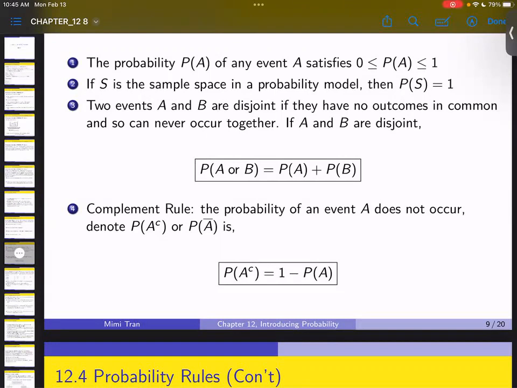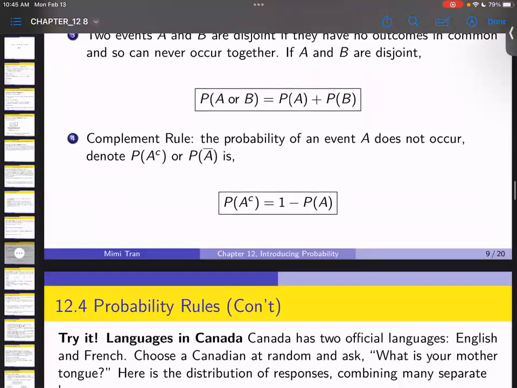Do they have intersection? No, right? So basically they have no intersection. That's all you have to know, right? You don't have to know the fancy definition. As long as you understand what does that mean, I'm okay.